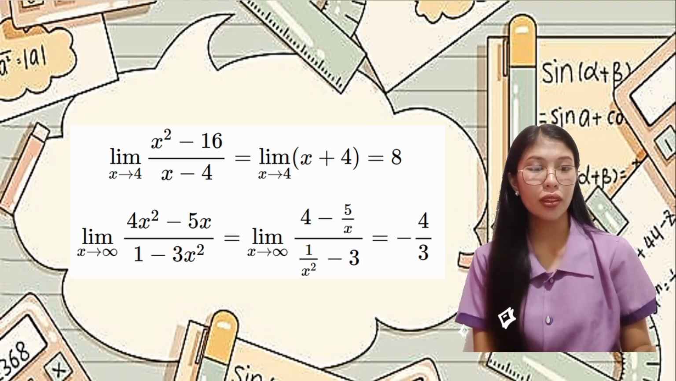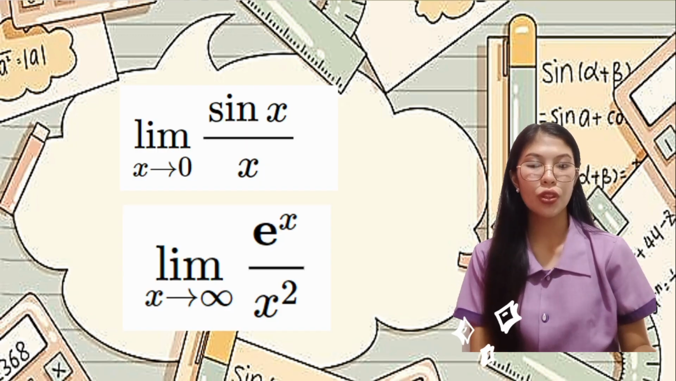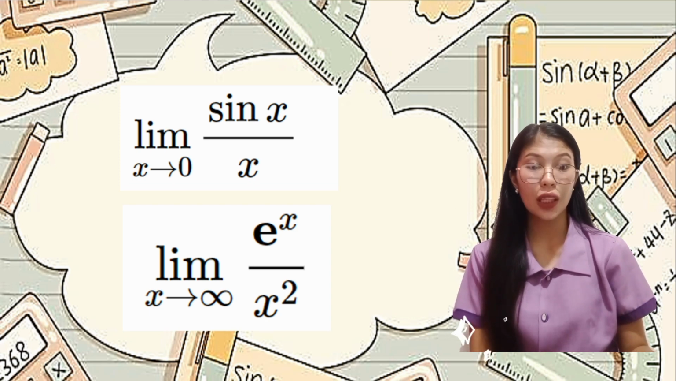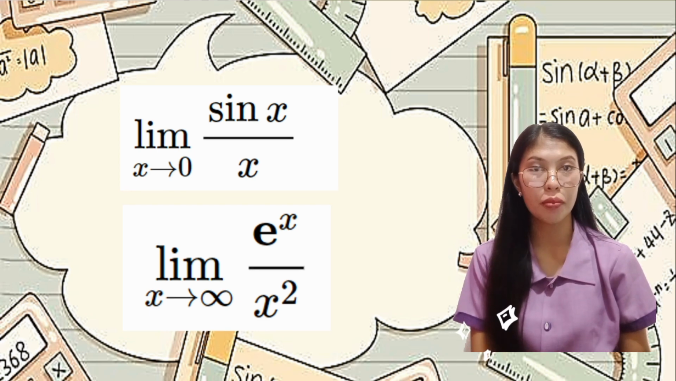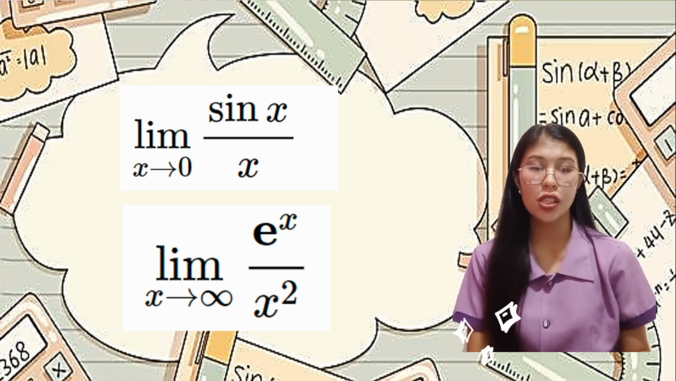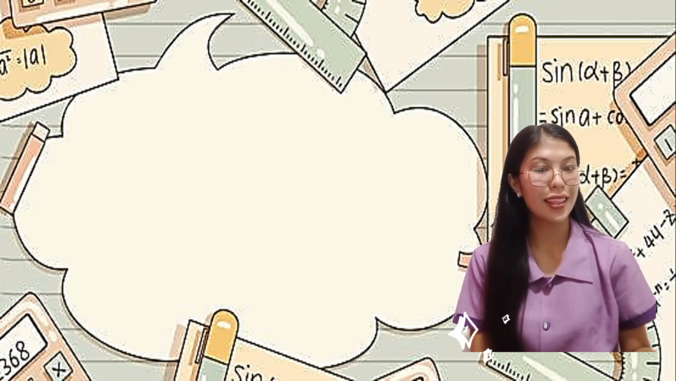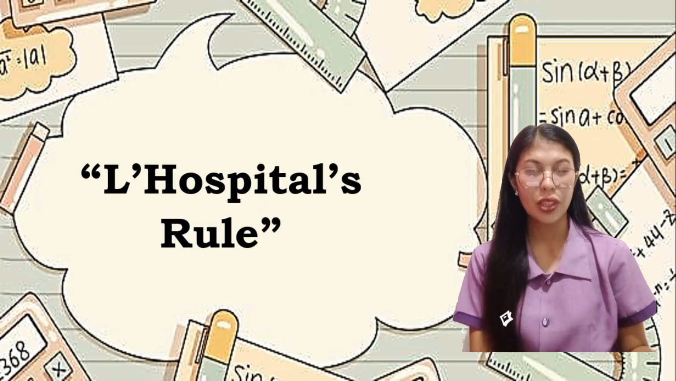However, what about the following two limits? The first limit is a 0 over 0 indeterminate form, but we can't factor this one. The second is an infinity over infinity indeterminate form, but we can't just factor an x squared out of the numerator. This is where the subject of this class comes into play: L'Hopital's rule.